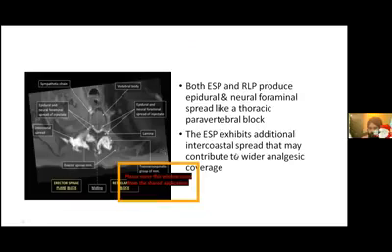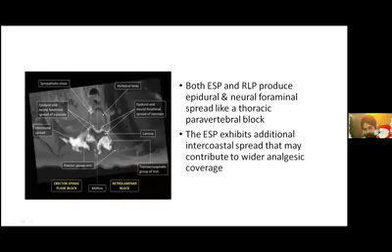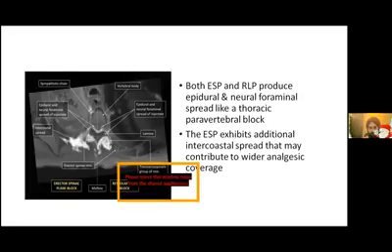So it was said that both the erector spinae block and the retrolaminar block produce epidural and neuroforaminal spread, as we can see here. But with the erector spinae block, we can see more of an intercostal spread, which was absent with the retrolaminar block. So the advantage we achieve with the erector spinae block is that the dye spread is not only medial towards the epidural space, but also more lateral towards the intercostal space. So it is like the spread with the paravertebral block. And since it is more superficial, we need not go that much deeper.